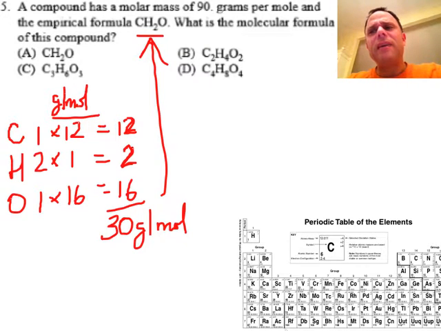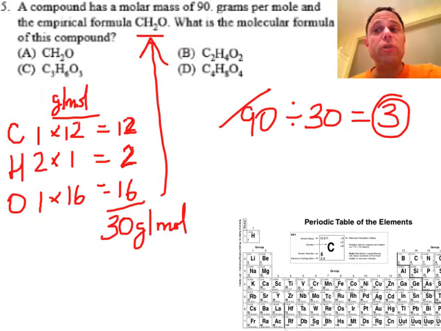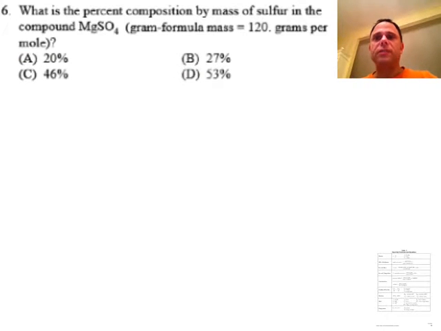But the mass is 90. So how many times does 30 go into 90? And that is 3. So in other words, we have to take this empirical formula here and triple it. And here's where we find our answer. The answer is C.